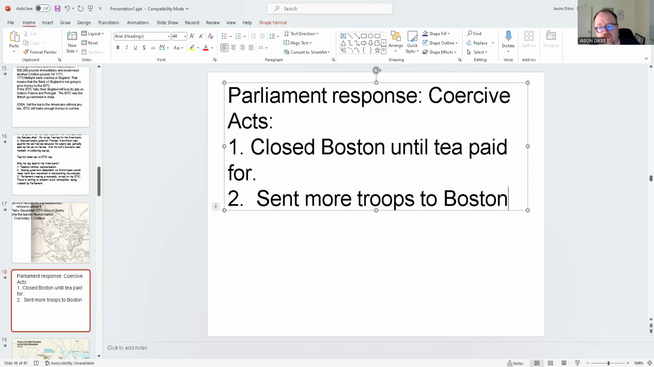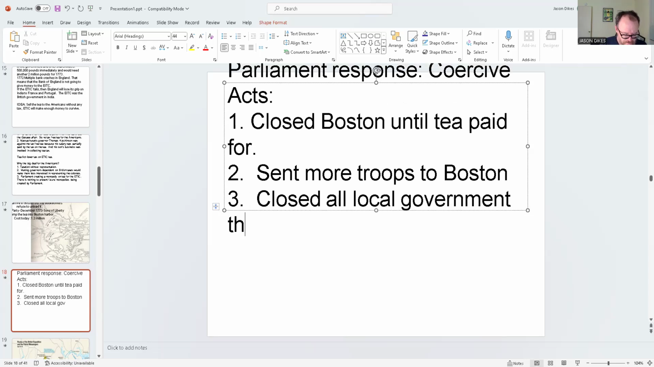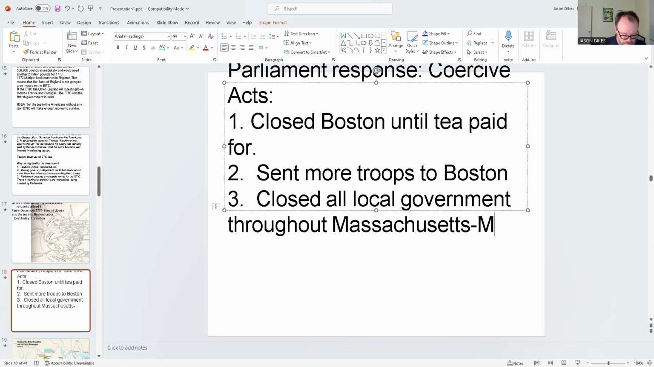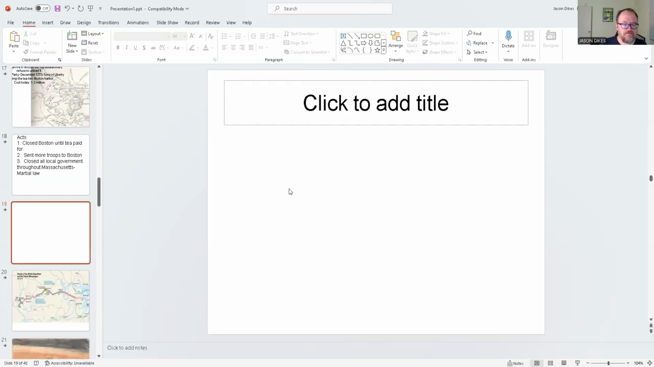Parliament sent more troops to Boston to prevent any further disruptions. And Parliament closed all local government throughout Massachusetts, essentially declaring martial law in the colony. Protest was pretty widespread. There was a feeling that Parliament had really kind of overreacted here.